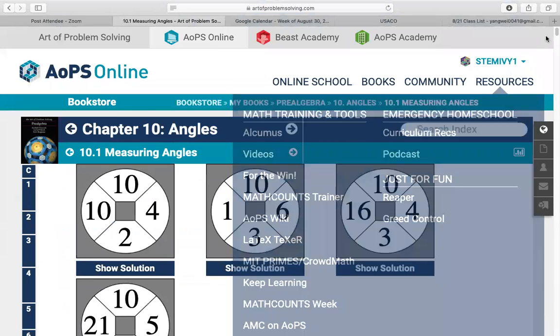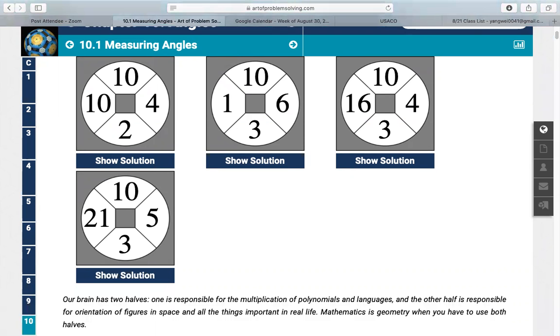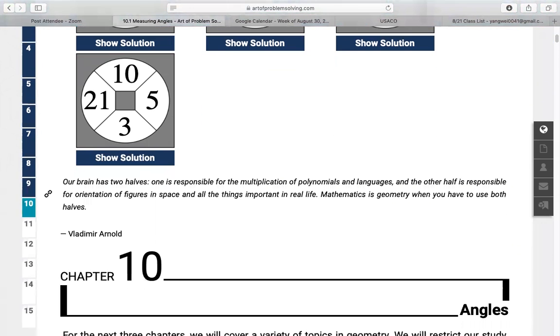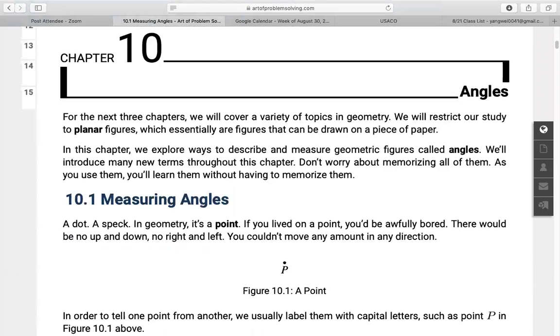Now let's go to chapter 10. In this chapter, we will learn about angles. Actually, it belongs to geometry. So first, let's learn how to measure angles, okay? In geometry, because geometry is very different from other math we learned before, we need to define some key concepts.